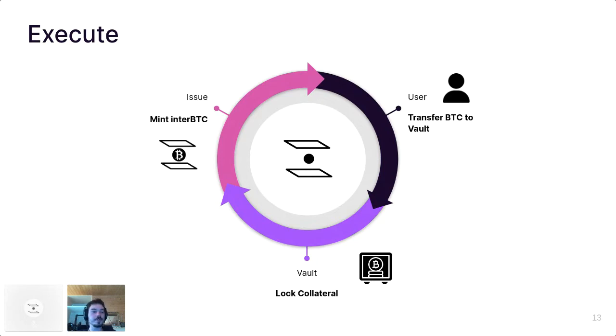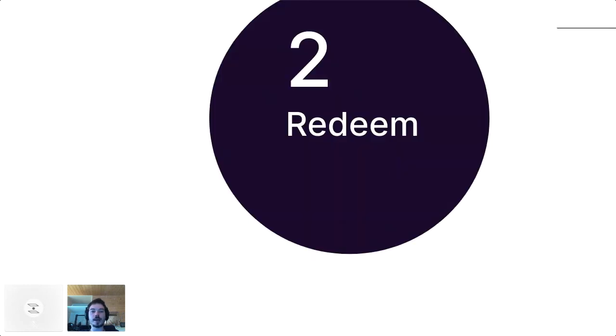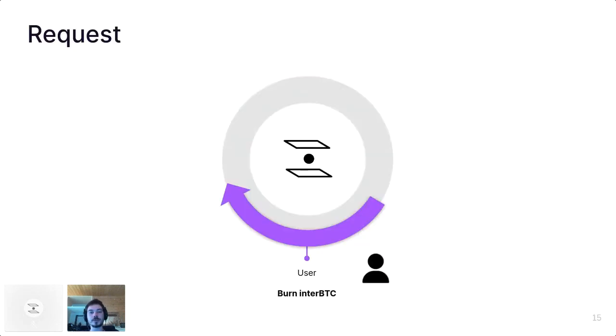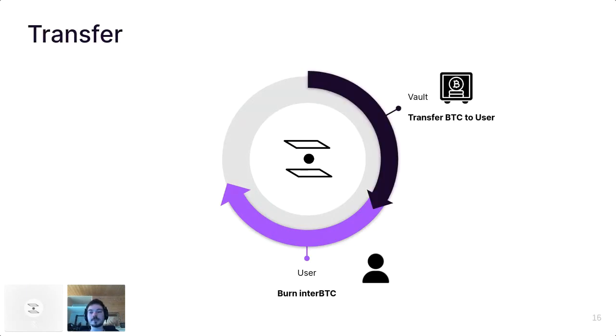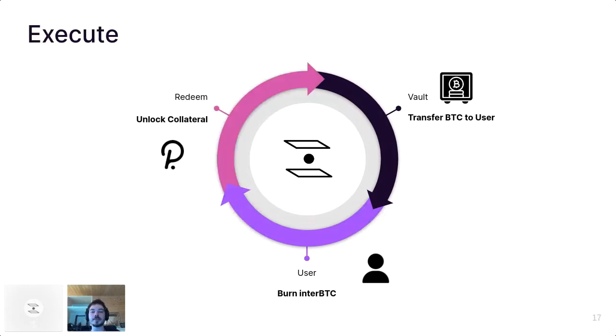Now, of course, to maintain the peg, you have to be able to also get Bitcoin back. So the redeem protocol handles that, and it is pretty much the reverse of issue. The user starts by burning their interBTC or KBTC. Once this has been done, the vault transfers the Bitcoin that they have in custody back to the user. And with the Bitcoin transferred, the insurance collateral can be unlocked. And then the vault is free to use it again for further issue requests or withdraw it as necessary.